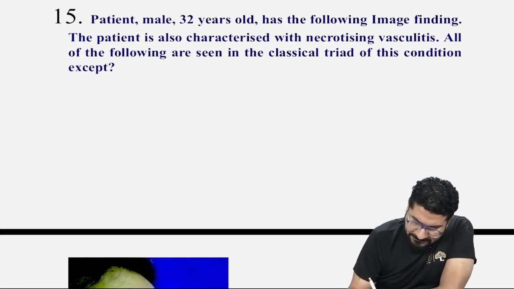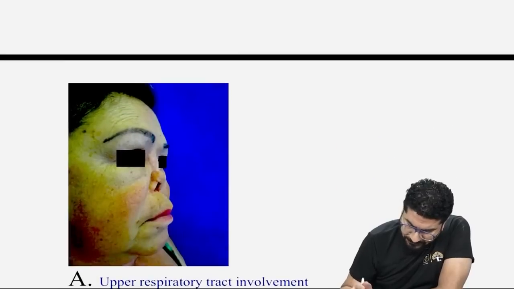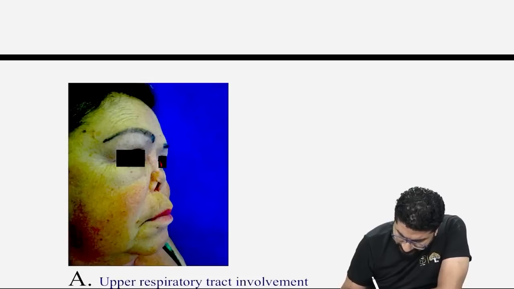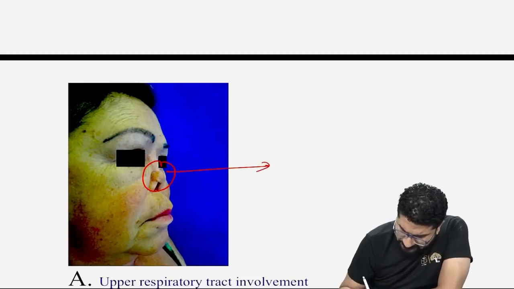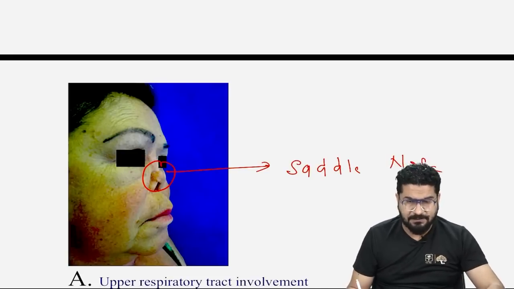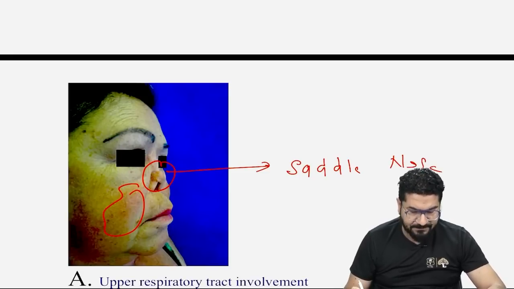Okay, let's first see the hint. 32-year-old male. Following image finding. So let's see the image. What can you see in this image? This is a male patient but looking like a female. You can see the nose. We can call this a saddle nose. So there is nose deformity. Then you can see some rashes in the skin. Nothing else. So you can see saddle nose and nothing classical here.